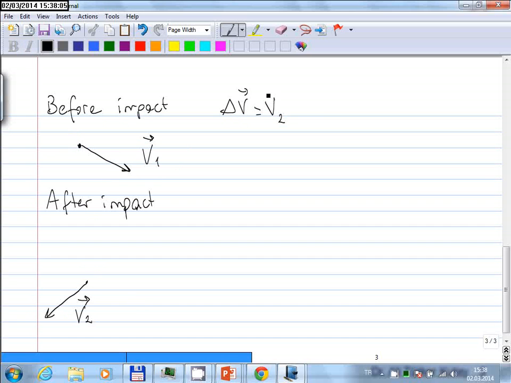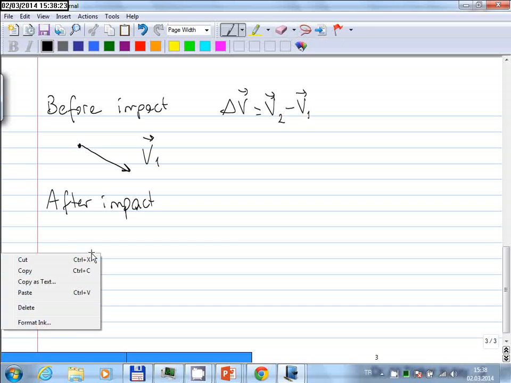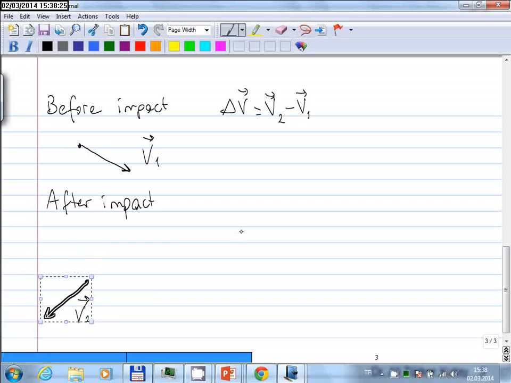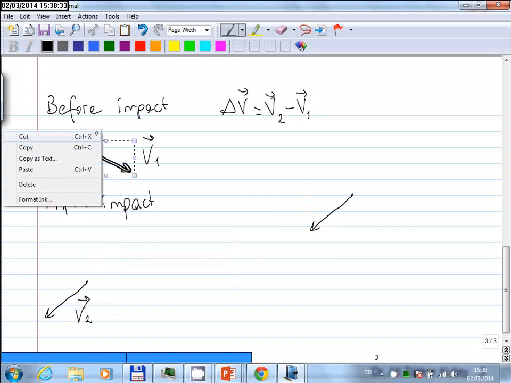And this is the difference between the new and the old velocities. And we can do this vector subtraction graphically. So I have this, okay, so this is my V2 vector, and I have the V1 vector.